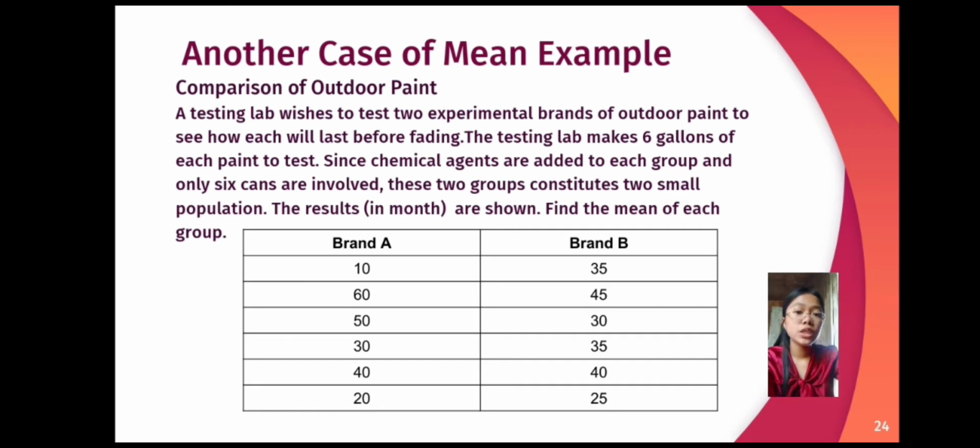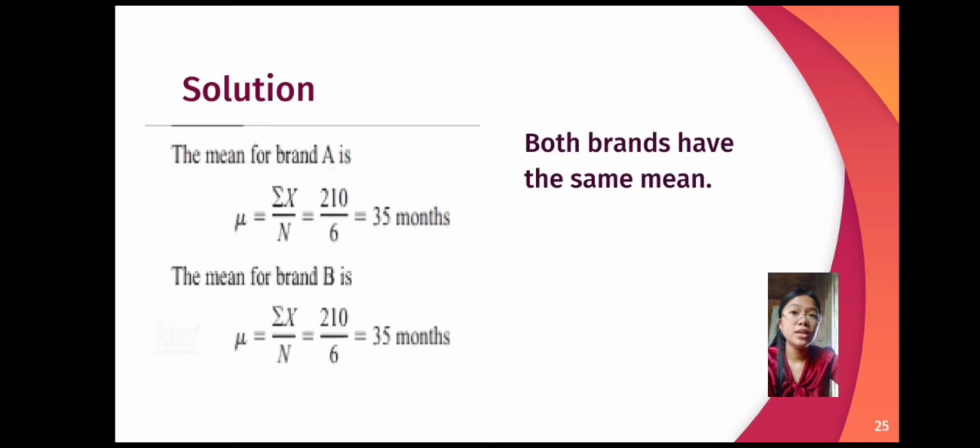We have here the data of brand A and brand B. For brand A, we have 10, 60, 50, 30, 40, and 20. Note that they are in months. For brand B, we have 35, 45, 30, 35, 40, and 25. In calculating the mean of brand A, we will use the formula for the mean, which is the summation of x over n.